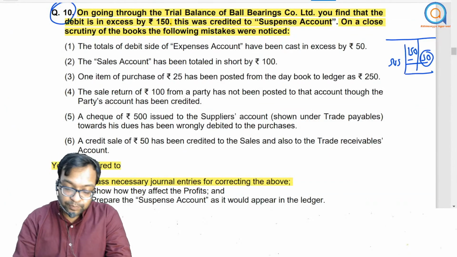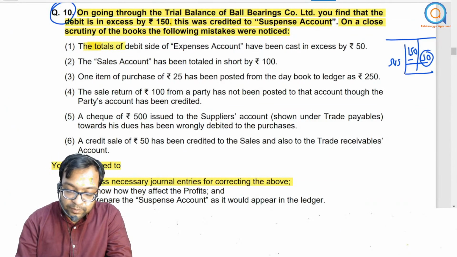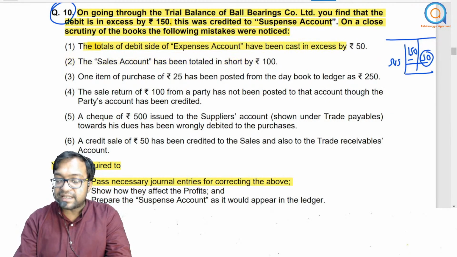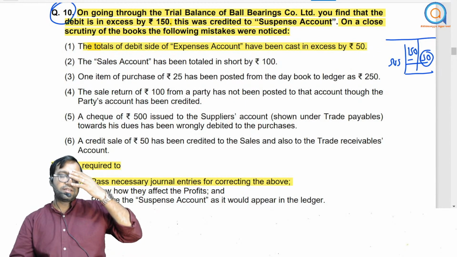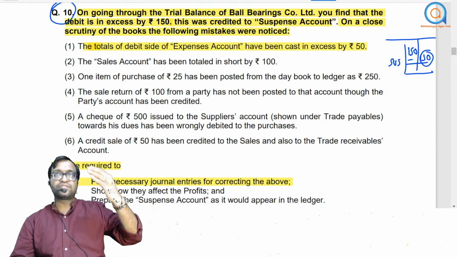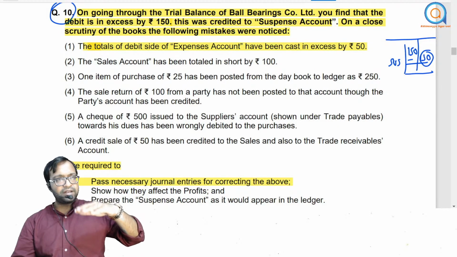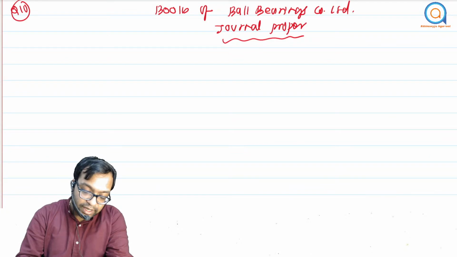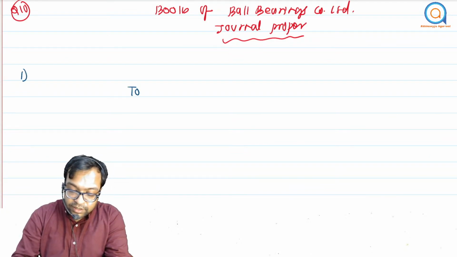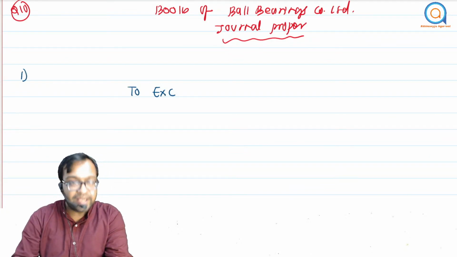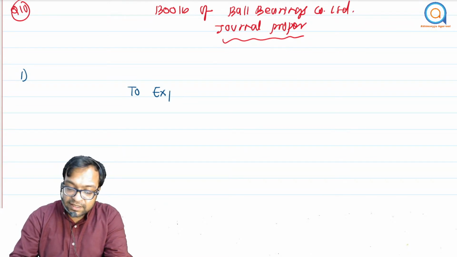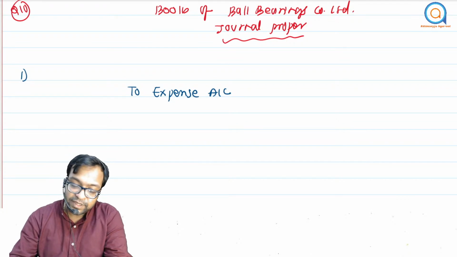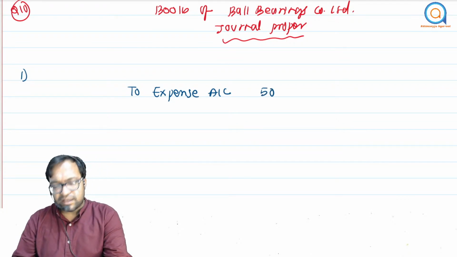Let me see. The total of the debit side of the expense account has been cast in excess by 50. The total of debit is extra, so it is debited more. In order to rectify, you should credit your expense account. You have debited the expense account in excess, so you should credit it now to rectify. How much? 50 rupees.